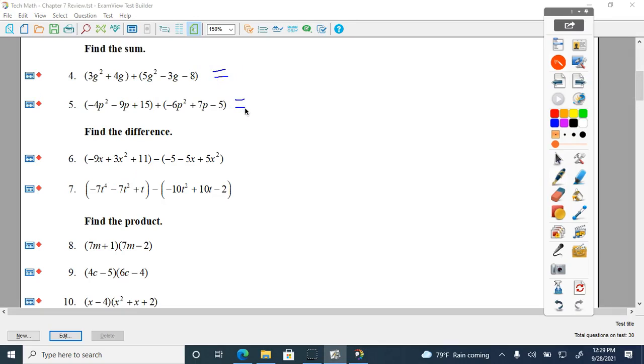Show me. Y'all listen. Okay? Add like terms. 3g squared plus 5g squared is 8g squared. We're finding the sum. We're adding, not multiplying. Okay? 4g minus 3g is positive g. Don't forget your minus 8.